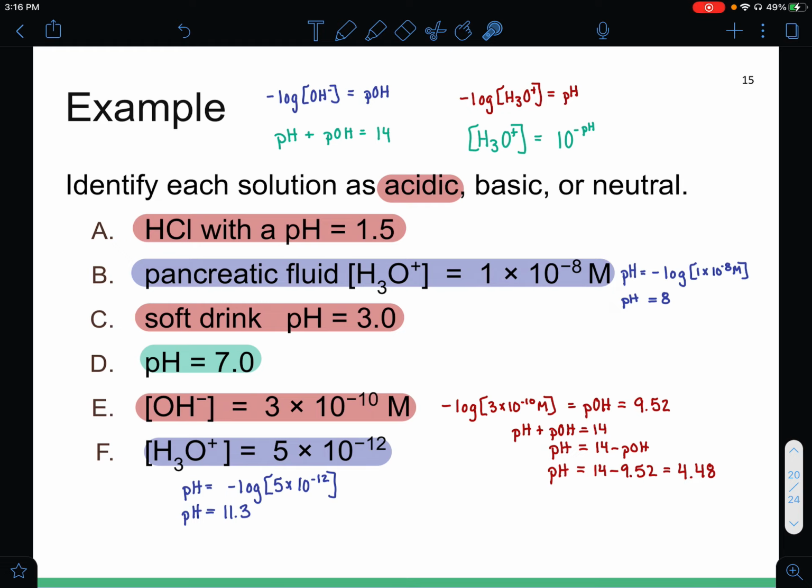Then, for the other ones, I used the logarithmic calculation to find pH. So I took the concentration that was given, typed negative log concentration into my calculator, and I got a pH of 8. So not super basic, but it's over 7, so it's considered basic.